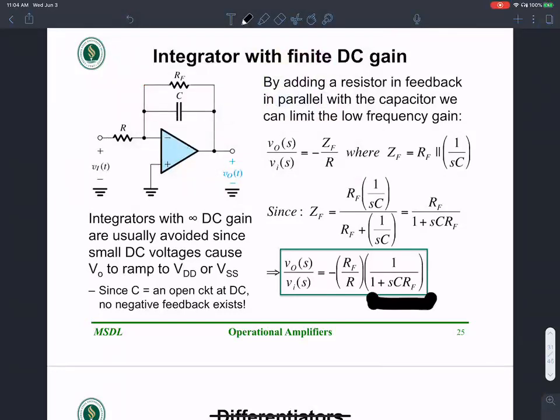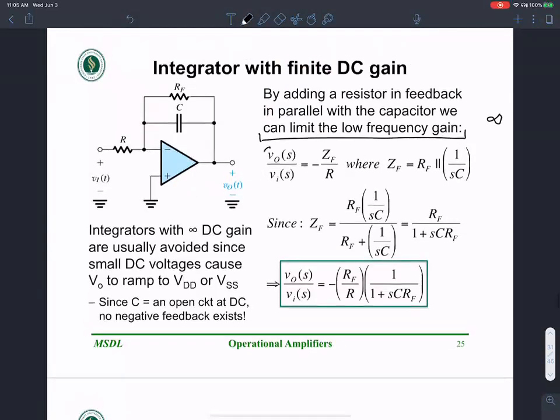By adding a resistance in the feedback in parallel with the capacitance, we can limit the low frequency gain. Earlier, the low frequency gain was infinity, but now the low frequency gain is just negative RF over R times 1 plus S times RC.